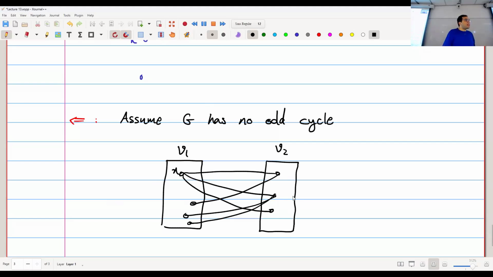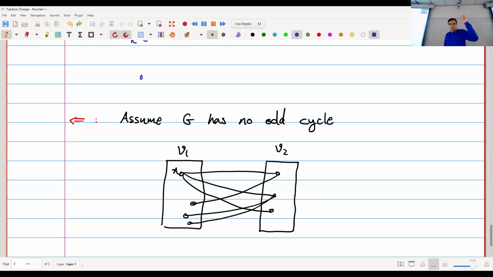Now, the question is, will I ever reach a case where I have a problem? So you see, I put X here, then I put its neighbors in V2, okay? Then I'm saying, take the neighbors of these neighbors and put them in V1. But can these neighbors of neighbors also be neighbors of X? Can I have an edge like this? No, because that creates an odd cycle, right? And because I don't have odd cycles, I will actually never run into a problem.